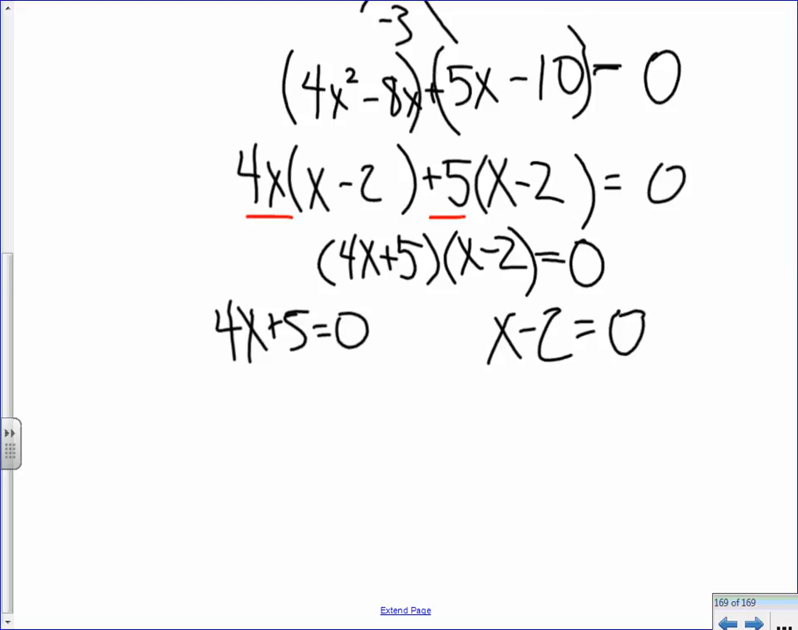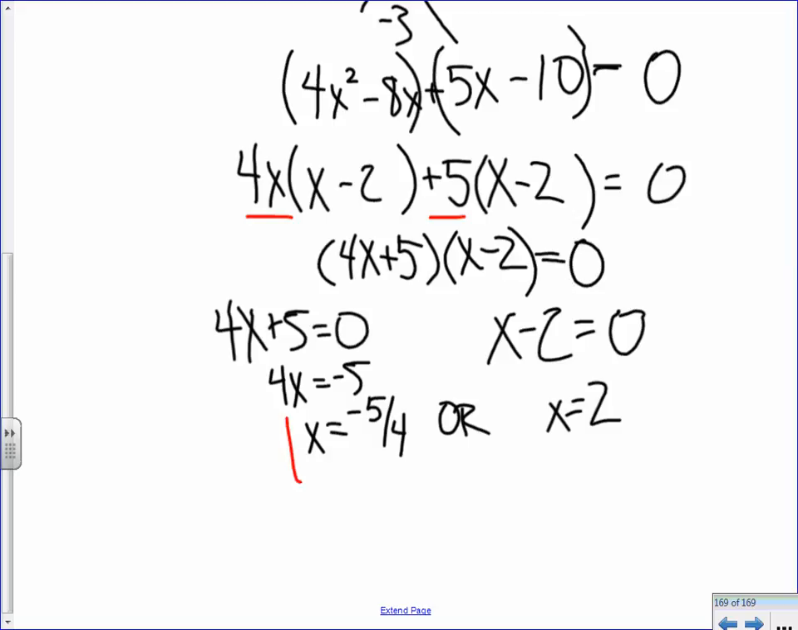So if I solve here, I've got 4x equals negative 5, and finally x equals negative 5 over 4. And then in the other case, I add over the 2, so I get x equals 2. So I got x equals negative 5/4, or x equals 2. And I'm going to put a box around these. This is our final answer for factoring.